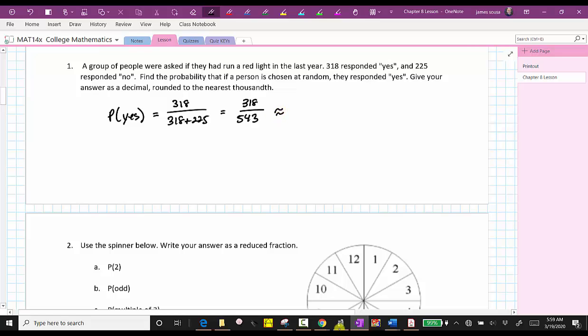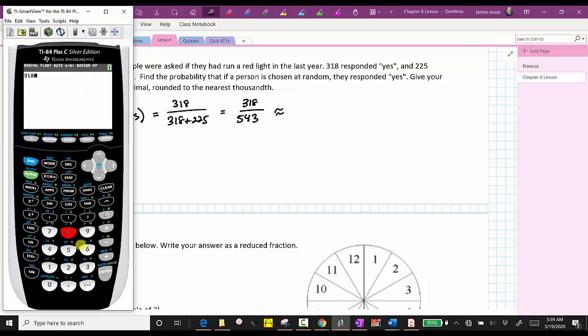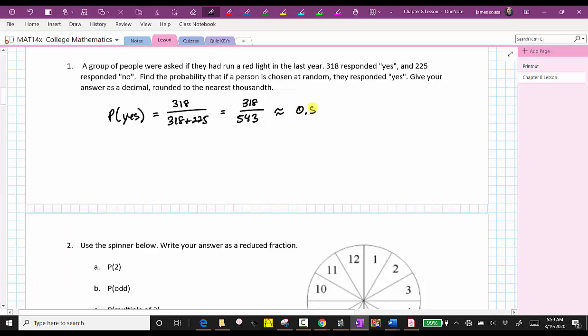So going to the calculator, we have 318 divided by 543, enter. Because we have a 6 in the fourth decimal place, we round up to 0.586. Notice the 6 is in the thousandths place value. Now we are done here, but remember as a percentage, this would be equal to 58.6%. A probability can be expressed as a fraction, decimal, or percentage. So just make sure you answer the question correctly based upon what they ask for.